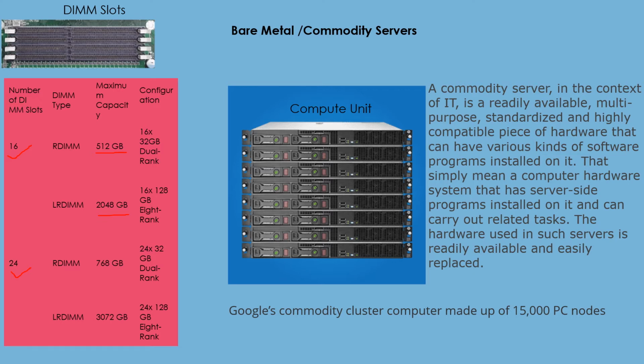In the same way, if these commodity servers have 24 DIMM slots and you go for 24 into 32 GB, that gives you a total capacity of 768 GB per server. In a very similar way, if you fill all these 24 slots with 128 GB of RAM, it gives you 3 terabytes of capacity.